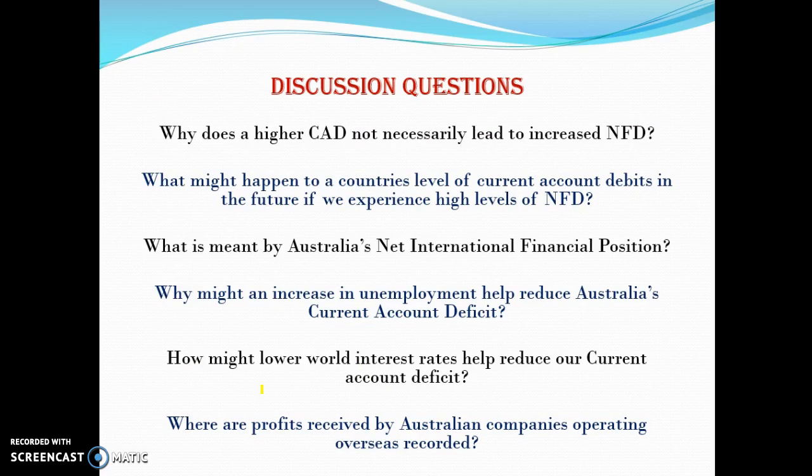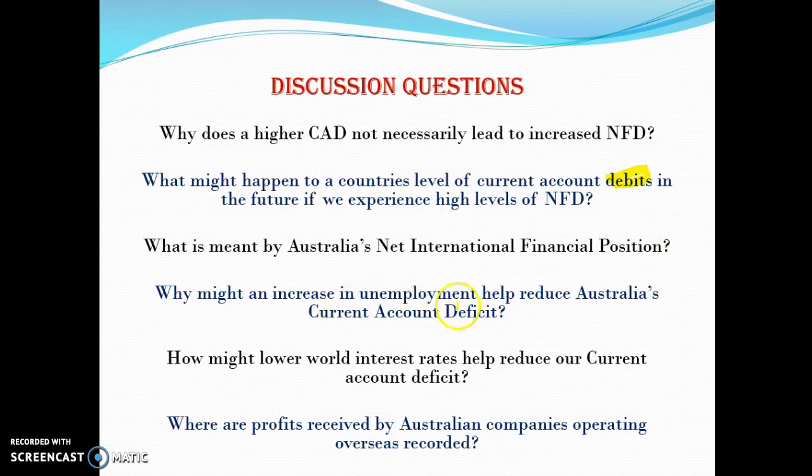Discussion questions. Why does a higher current account deficit not necessarily lead to an increase in net foreign debt? Because we may sell off our assets instead, increasing net foreign liabilities. What might happen to a country's level of current account debits in the future if we experience high levels of net foreign debt? Well, we may pay more interest, so they may go up. What is meant by a net international financial position? That's the total of net foreign debt plus net foreign equity, which is our net foreign liabilities.